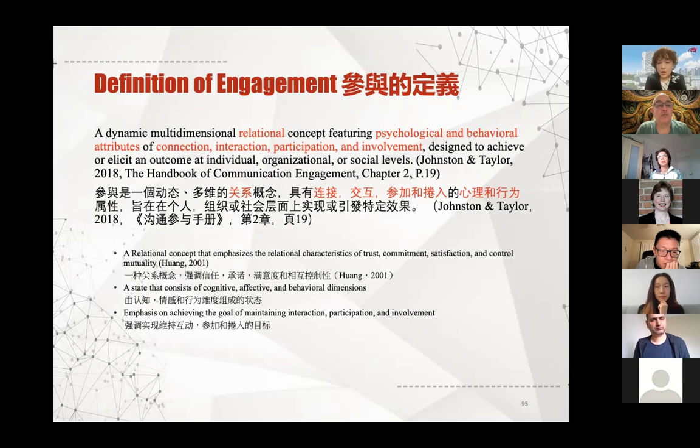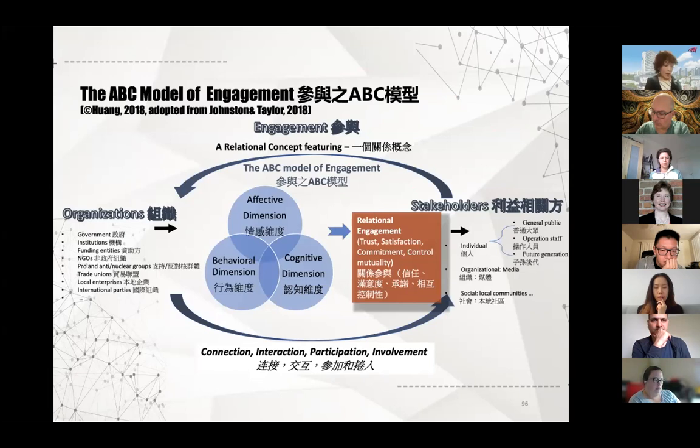Johnson and Taylor define engagement as a dynamic, multidimensional, relational concept featuring psychological and behavior attributes of connection, interaction, participation, and involvement, designated to achieve or elicit an outcome at individual, organization, or societal level. And based upon their research, I developed this so-called ABC model of engagement.